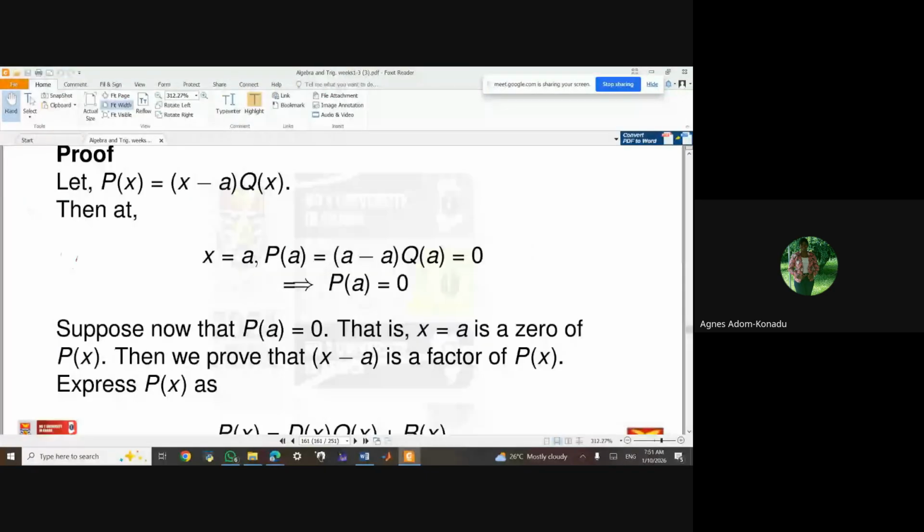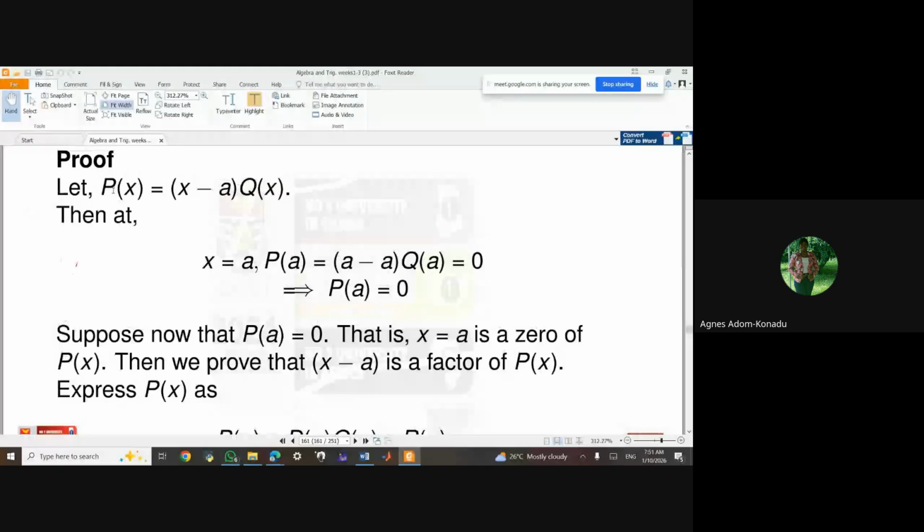It says that let p of x be equal to the divisor times the quotient. Then at x equal to a, since p of x is equal to x minus a times q of x, when x equals a, I'm going to get p of a equal to a minus a times q of a. And thus a minus a, I know this will give me 0. So it means that my p of a is equal to 0.